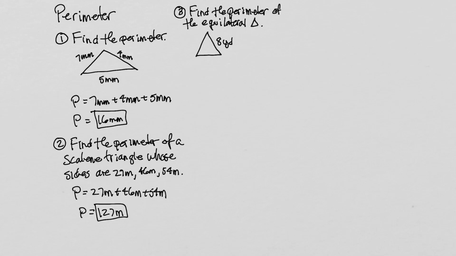In number 3, we want to find the perimeter of an equilateral triangle. Now, equilateral means equal sides, right? Equi and lateral for sides. So here's a triangle. We're given one side is 8 yards, but it's equilateral, so all the sides are 8 yards in length. So the perimeter is going to be 8 yards plus 8 yards plus 8 yards. So the perimeter here is 24 yards.